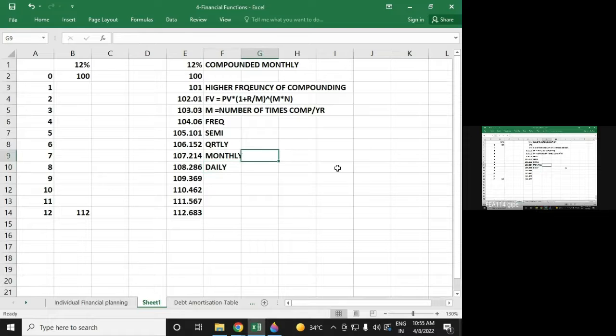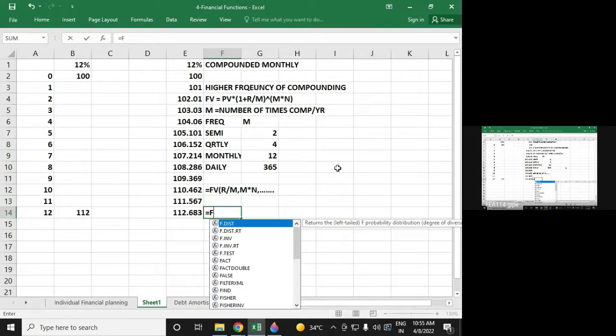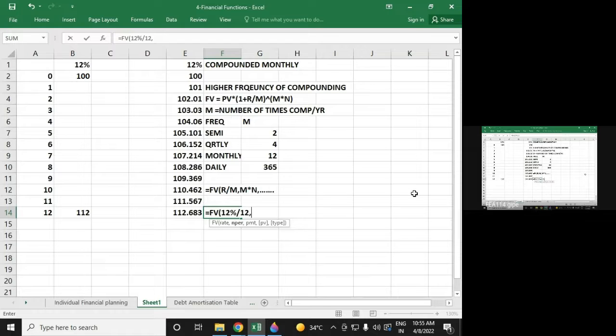तो M का वैल्यू will vary. फ्रीक्वेंसी सेमी एनुअल M will be 2, क्वार्टरली M will be 4, मंथली 12, डेली 365. ओके. और एक्सेल में कैसे करें? तो एक्सेल में you start with equal to FV and instead of rate you put R upon M. Instead of number of compounding periods you put M into N. बाकी सब सेम. So in this case rate is 12% by 12. Number of months is 12 months into 1 year, and 100 rupees is my initial investment.